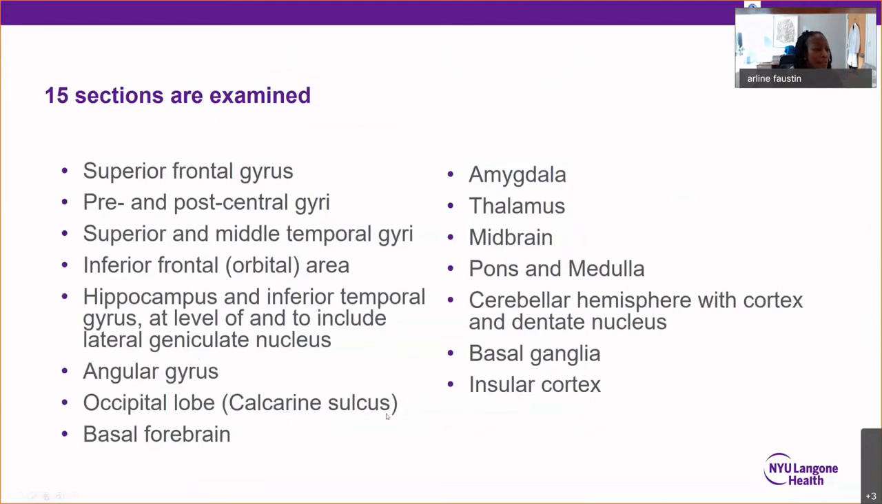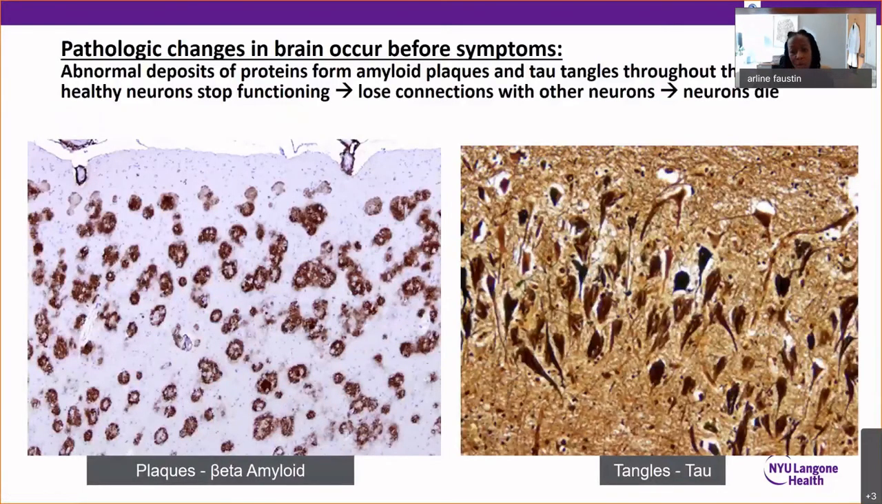Here is a list of the 15 sections that are customarily examined for dementia cases. Throughout the literature, it is shown that these are the areas that are predominantly affected in all types of neurodegenerative diseases. Now, in these areas, though, we are going to look for specific things to tell us whether or not it's Alzheimer's disease. These specific things or pathologic changes that we look for are beta amyloid plaques and neurofibrillary tangles that are full of the protein tau.